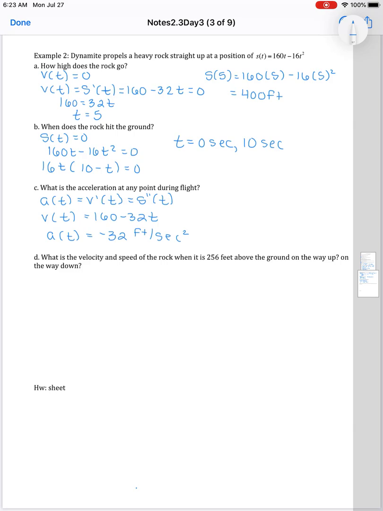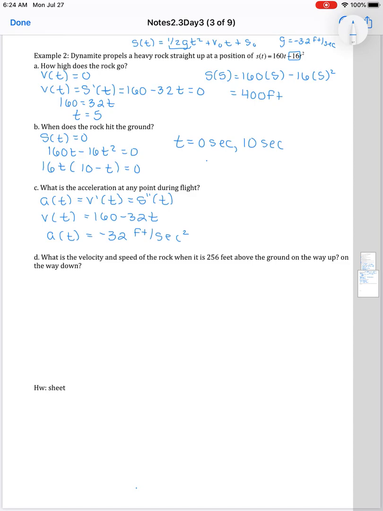Now acceleration is the first derivative of velocity again, or it's the second derivative of position. So in A, we had figured out the velocity equation. So the velocity equation was 160 minus 32t. So the acceleration is then going to be negative 32. And again, it's a constant, so we don't have to worry about anything, and it's feet per second squared for that one.